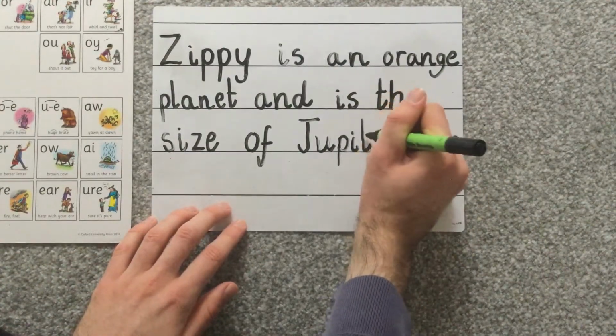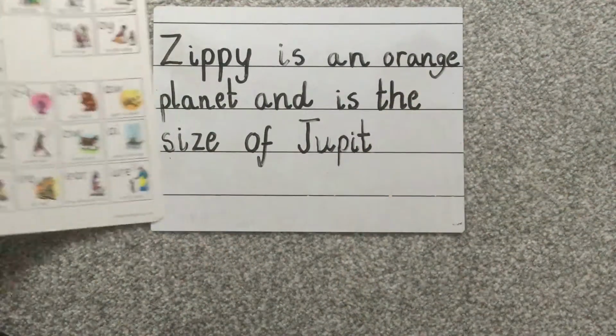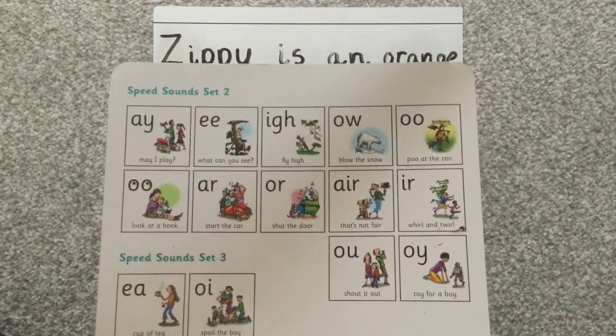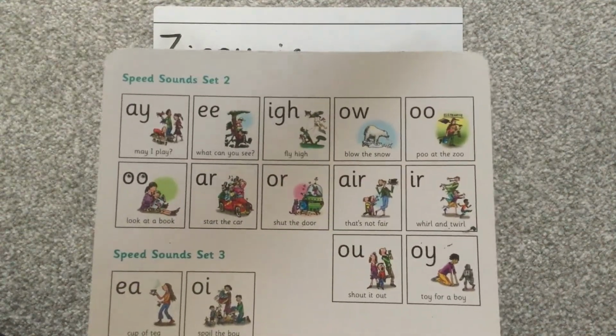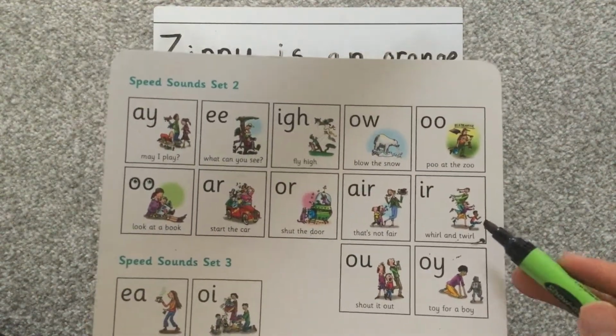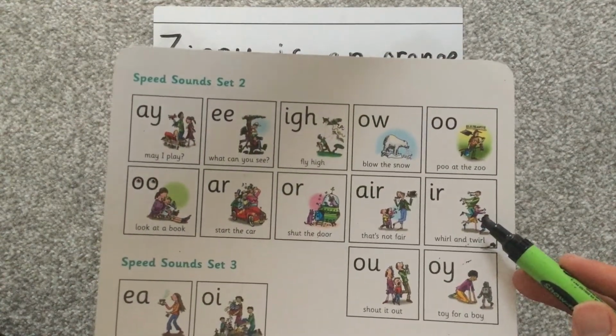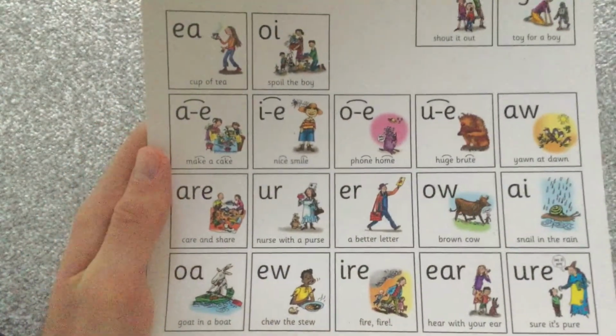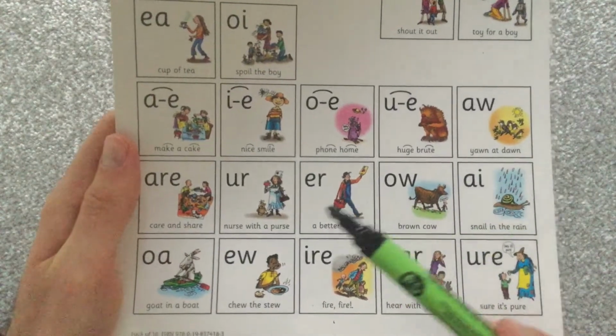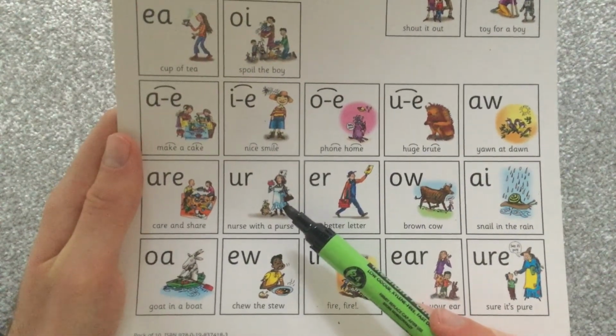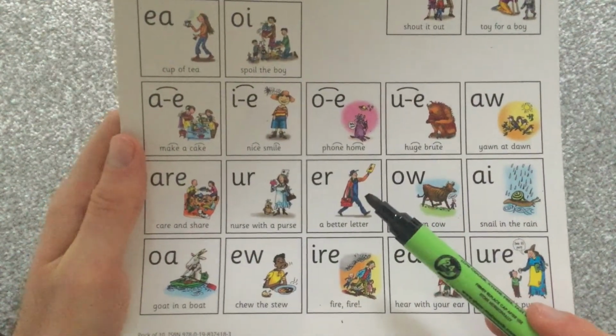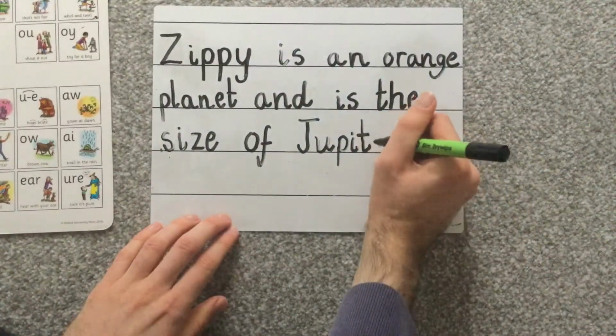t. I know you can find, let's have a look. We have whirl and twirl. Any more here? We have nurse and nurse with a purse, and better letter. In this case, it is better letter.